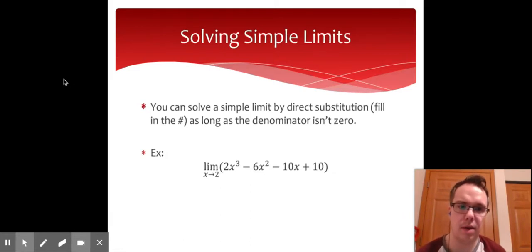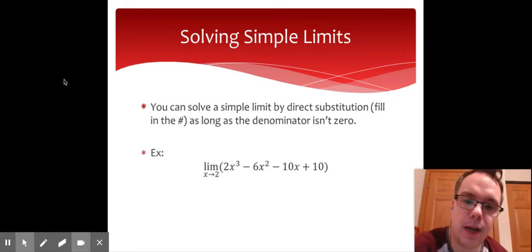So again, you might want to pause the video so you can write this down. And then I'm going to stop talking for a few seconds so that you can do that. And then we will get going. So again, you can solve a simple limit by using direct substitution. So we're going to fill in the number as long as the denominator is not 0. So for our first example, we do not have a denominator.